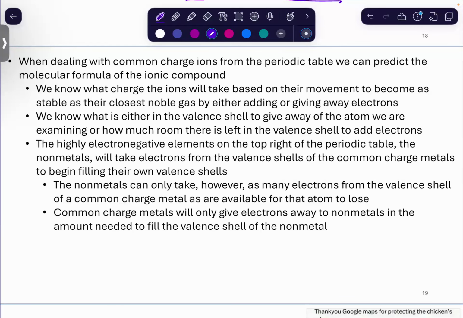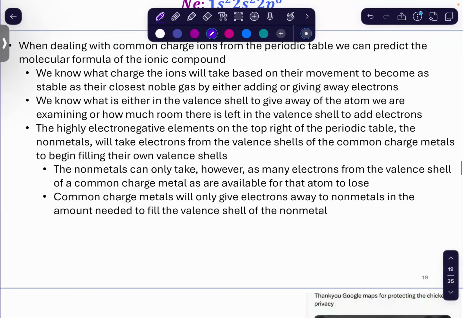And we can use this knowledge to start predicting the formula for ionic compounds. We've worked with this a little bit, and you can really do it based off the common charges. If you have a +2 and a -1, you're going to need two of the -1 anions to neutralize the +2 cation. But let's start with sodium chloride.